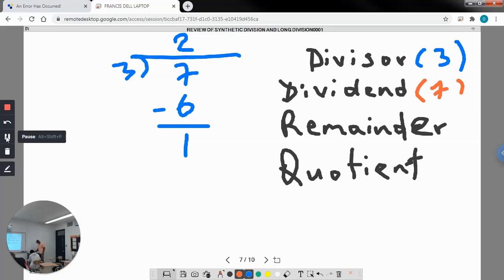I'm going to write the remainder on this side. What's your remainder? Everybody's supposed to know that one. 1. What's your quotient? 2. Alright, so 3 is your divisor, 7 is your dividend, 1 is your remainder, and 2 is your quotient. Okay? Alright, so I think when you're done, you should get something looking like this.